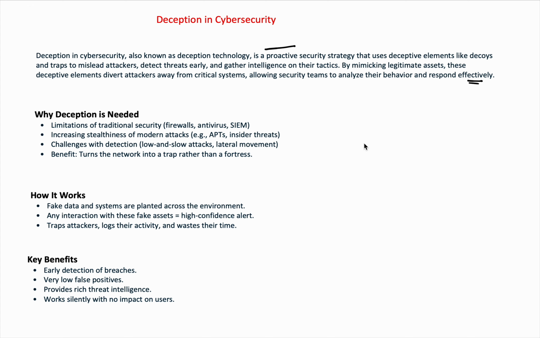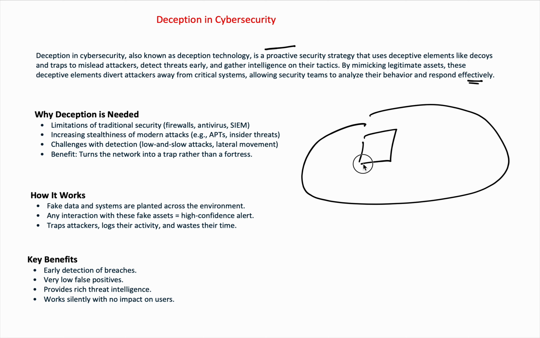Now, what does it mean? It means that, like I told you, in traditional setups we would have a firewall, IPS, and all of that. In this one, considering this is your network and you have a device here, we will have a similar device right here, which would mimic this additional device. For example, I have a server here, S1. I'll create a similar server exactly like this, S2, and this will be my honeypot.